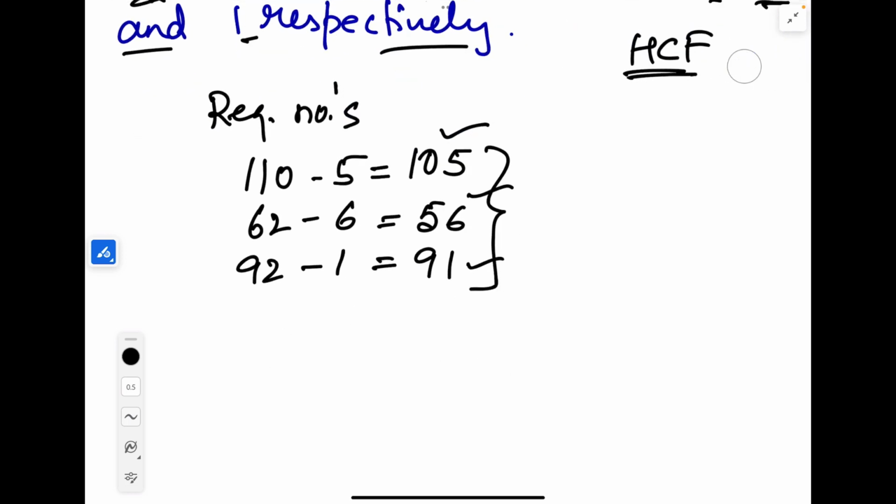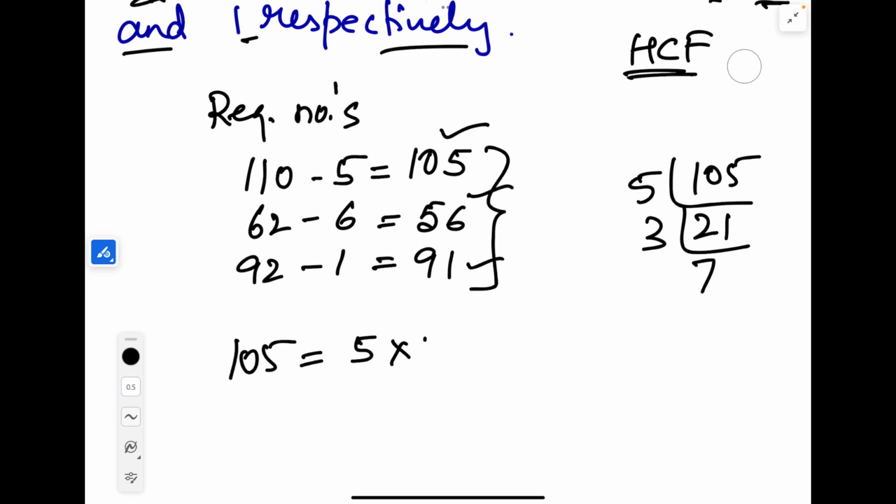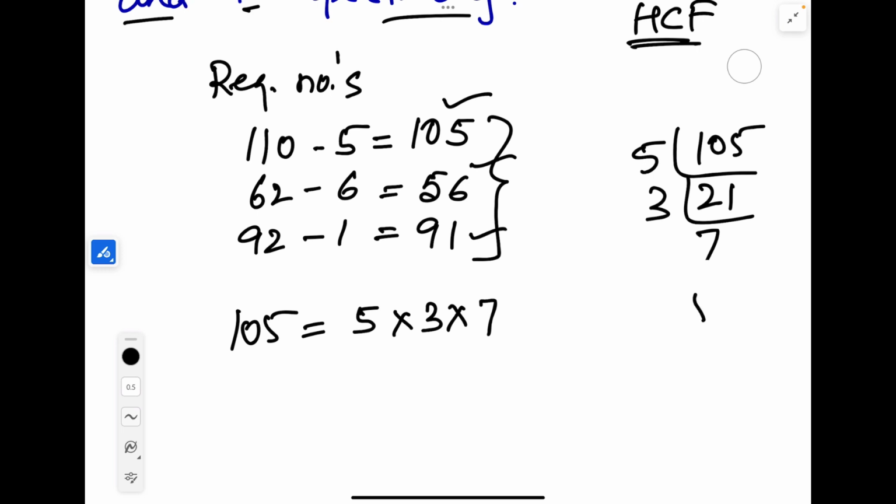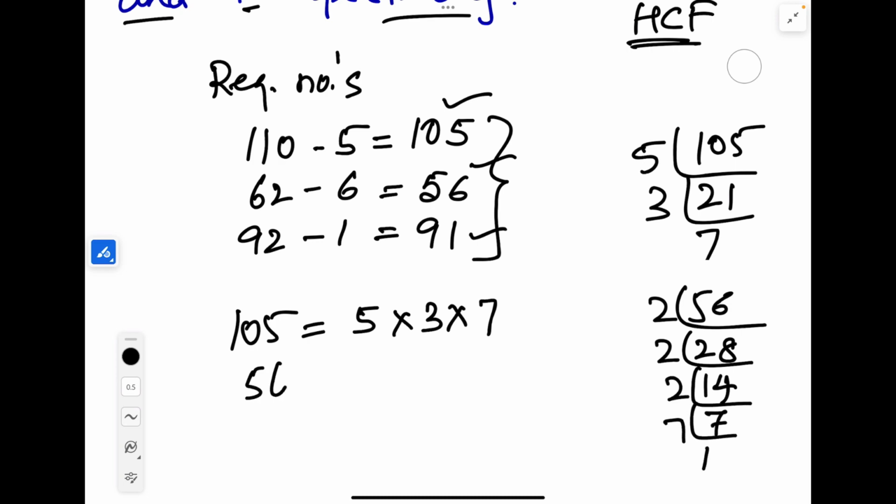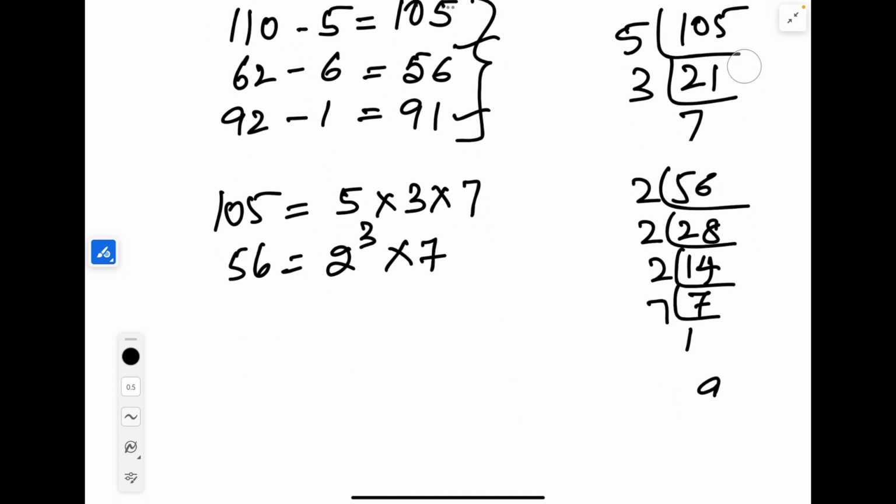So what are the prime factors of 105? We can divide with 5: 5 times 21, 3 times 7. 105 can be written as 5 into 3 into 7, right? Next we will find the factors of 56: 2 times 28, 2 times 14, 2 times 7, 7 times 1. So 56 can be written as 2 cube into 7, right? Now let us find the factors of 91. We can divide 91 by 7: 7 times 13. So 91 can be written as 7 into 13.